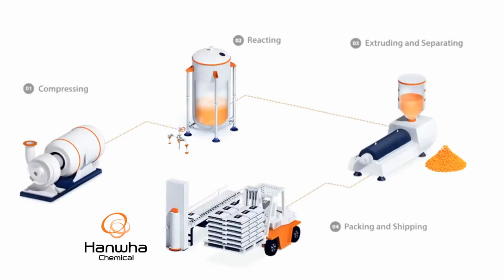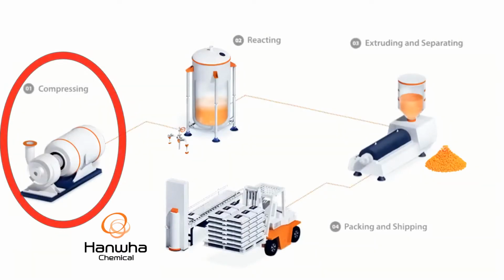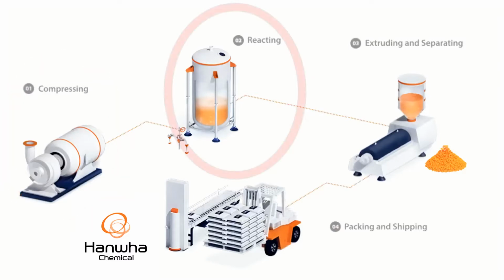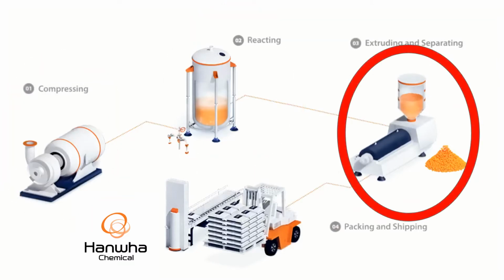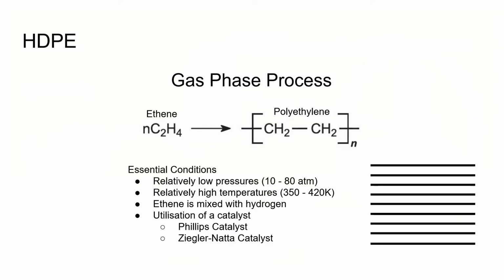In industry, this process is about the same. Ethene is compressed, then heated, and then reacted into polyethylene, where the molten polyethylene is extruded into pellets and shipped. For HDPE, this is much more complicated. The essential conditions are different to form the linear structures. The conditions are relatively low pressures, about 10 to 80 atmospheres, and relatively high temperatures, 350 to 420 Kelvin. Ethene is mixed with hydrogen and a catalyst is used.